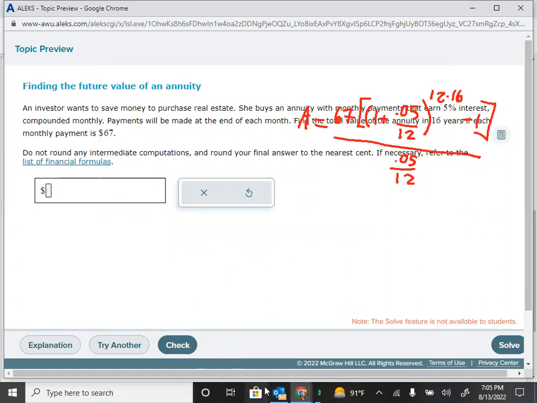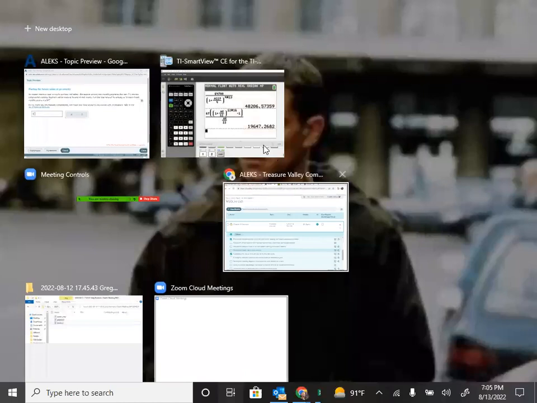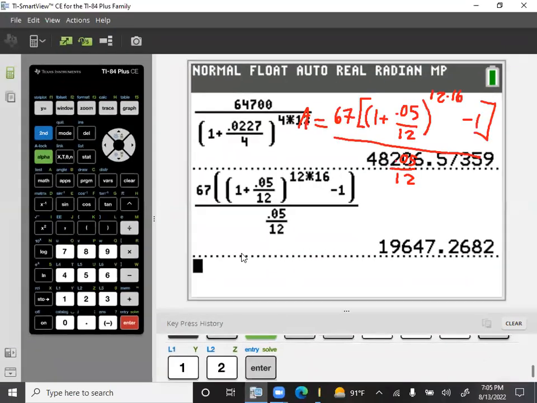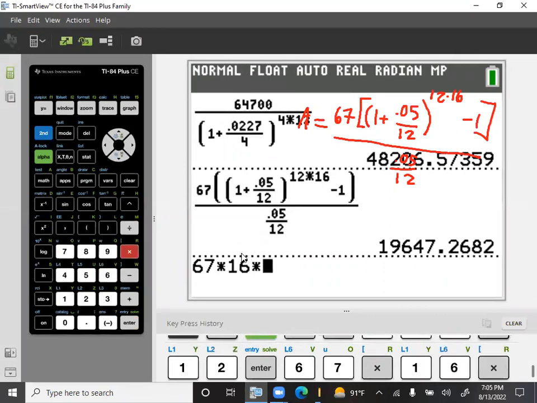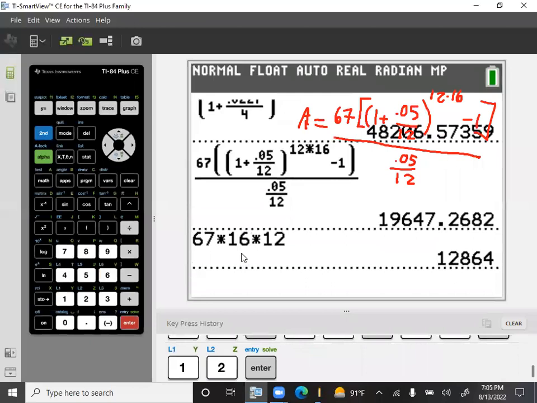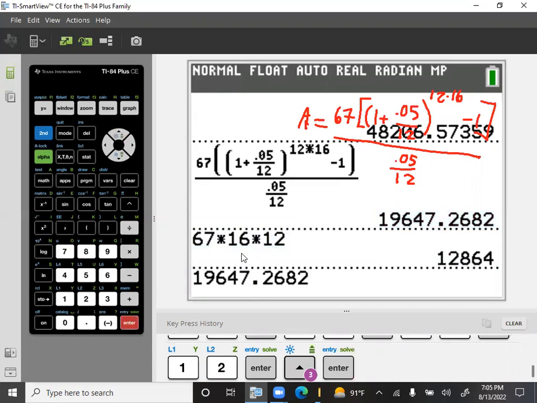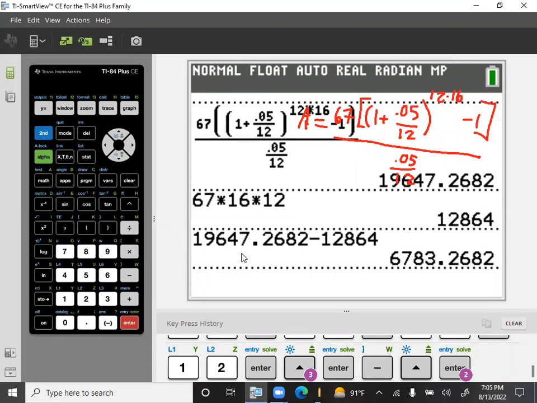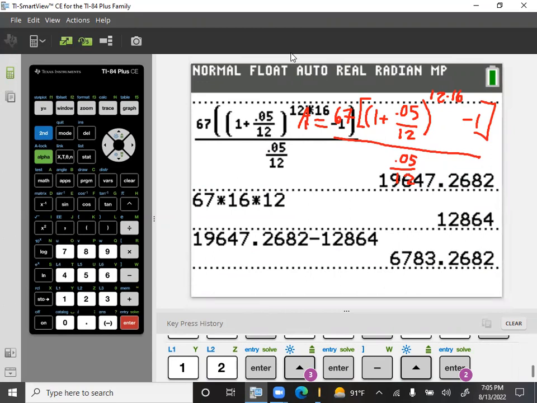Okay. Now, how much money actually got put in? $67 times 16 years, 12 times per year. So you're putting in $12,864. So how much interest is obtained? You're going to get $6,833.27. They didn't ask you to find that, but I think it's interesting. No pun intended.